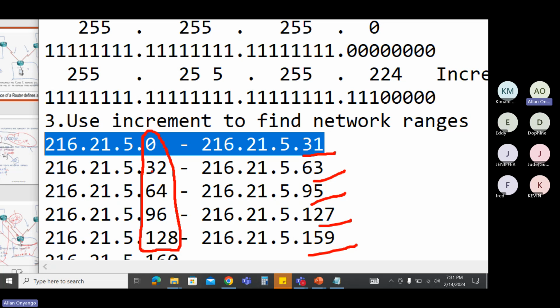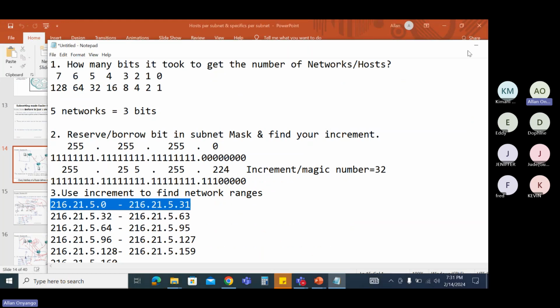So now we are finished subnetting that one. Can we take another example? Because here we're just learning through examples. So let's check this example.